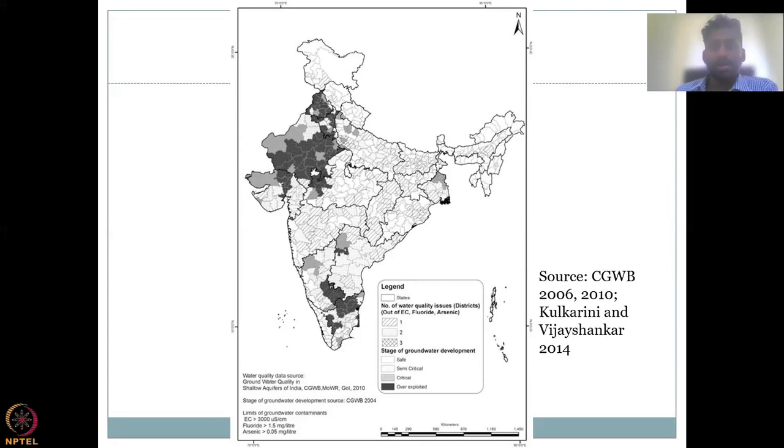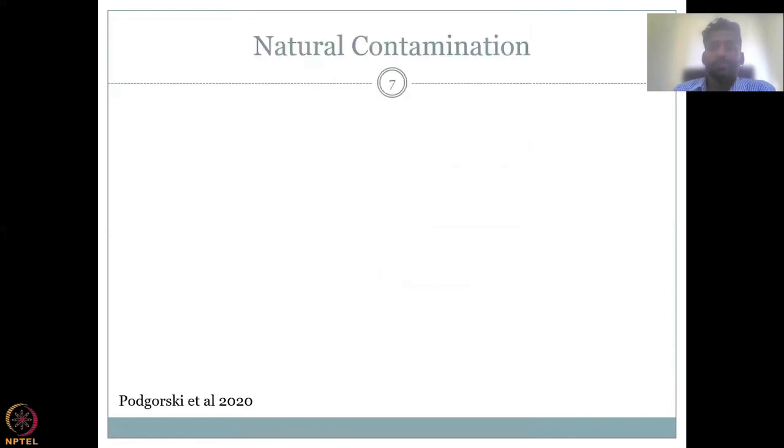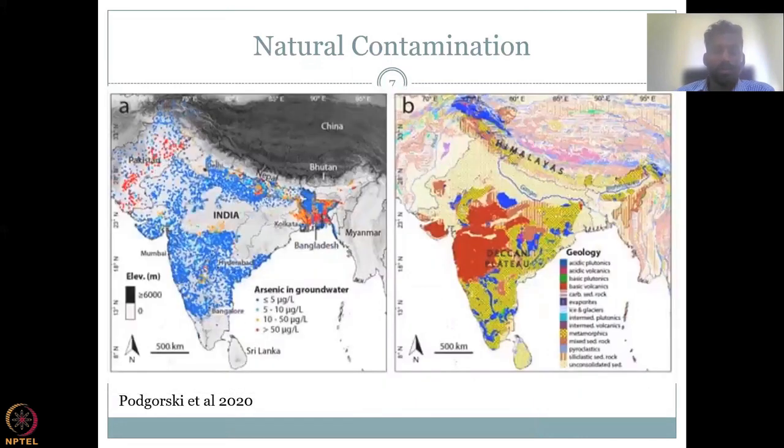So this study tries to indicate that the boxed lines, where all three issues happen, EC, fluoride, and arsenic, are very few, but mostly it is one issue or two issues, and these two issues are also coinciding with overexploited regions. The study also says that the limits have been breached in most of these regions. If you drink this water with EC, fluoride, and arsenic, you're actually spoiling your health. So there are a lot of health implications in drinking this polluted water. All are natural contaminants.